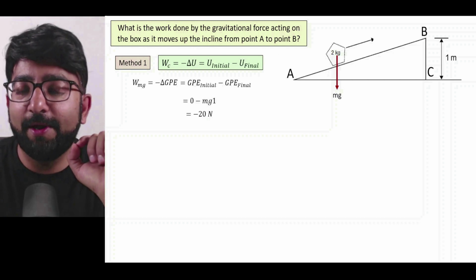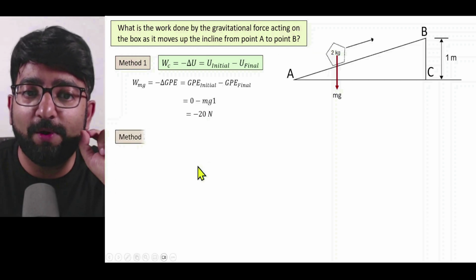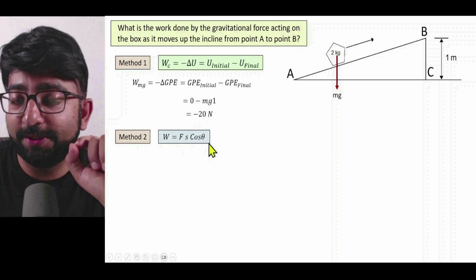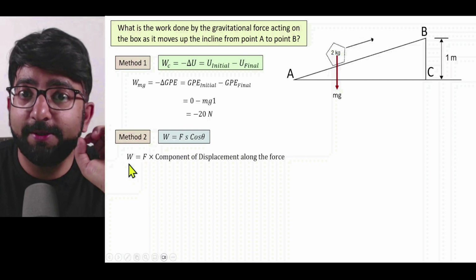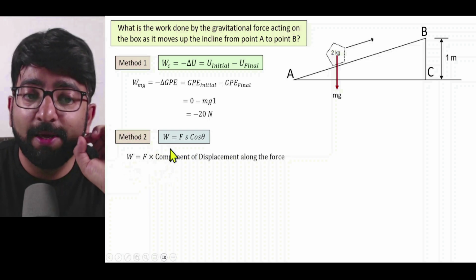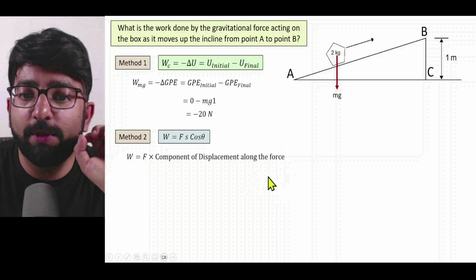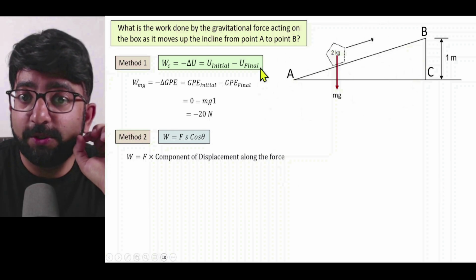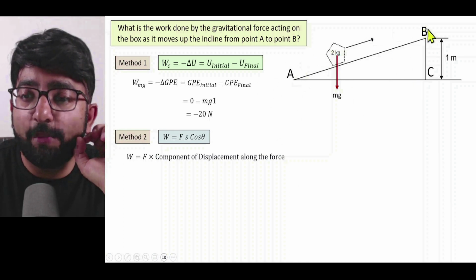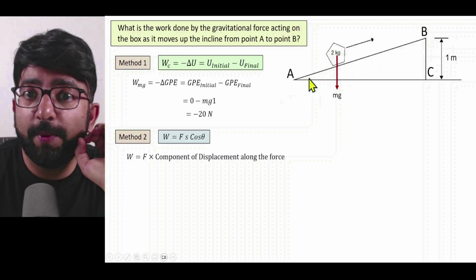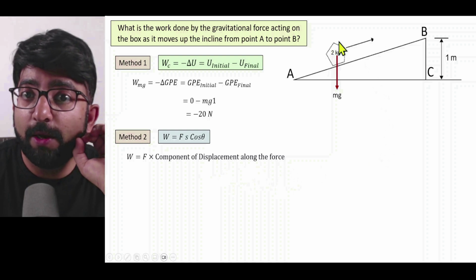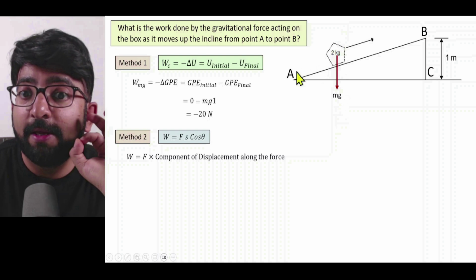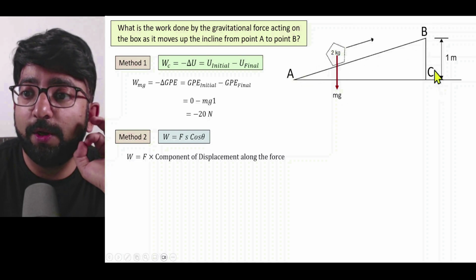Now the second method: we are going to use the basic formula for work done, which is F into S into cos theta. We also know work done can be written like this: work done is the product of force with the component of displacement along the force. Now, if you analyze this image, although the box is going from A to B, that is the overall displacement AB, what is the component of displacement along the force? The force mg is vertical, it is along the y-axis. So we have to find the y component of AB, which will be CB.